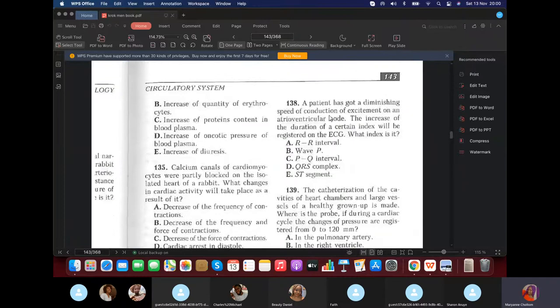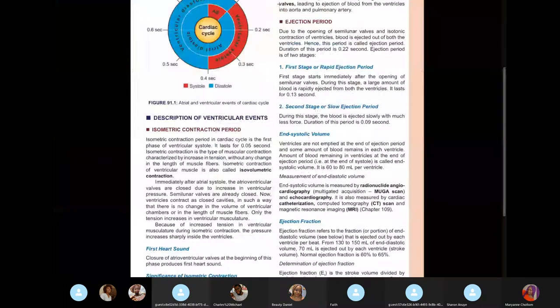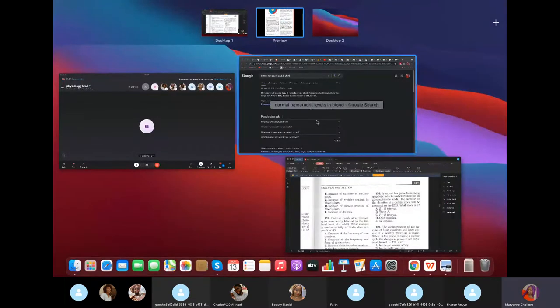138. A patient has diminishing speed of conduction of excitement on the atrioventricular node, so the AV node. The increase of the duration of a certain index will be registered on the ECG. Okay, so again, this beautiful photo that I have again.